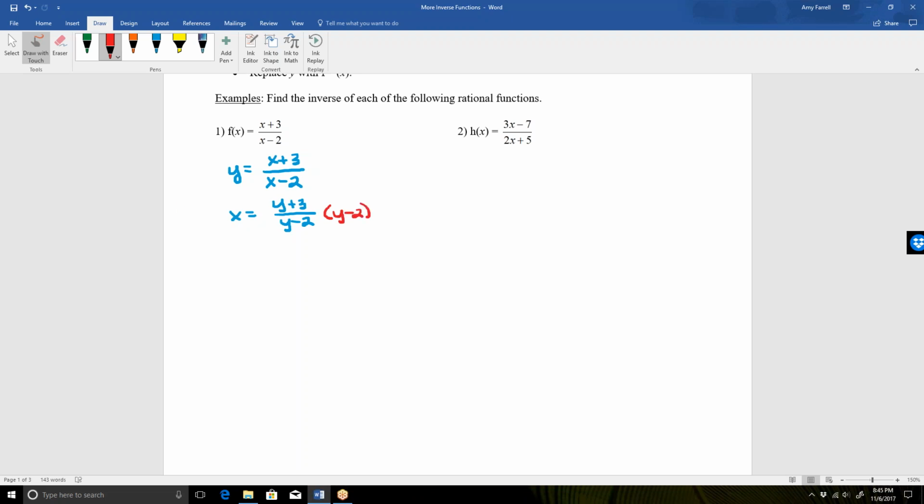I'm going to multiply both sides of the equation by y minus 2. This will allow me to get rid of the denominator, clear the fraction. So I'm going to distribute x on the left-hand side.